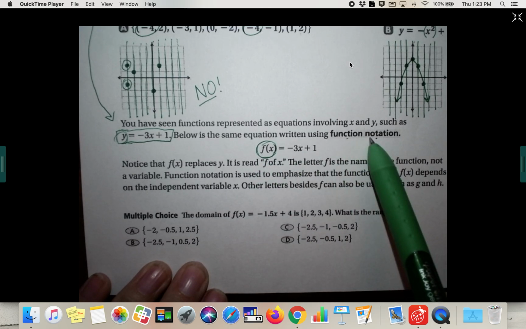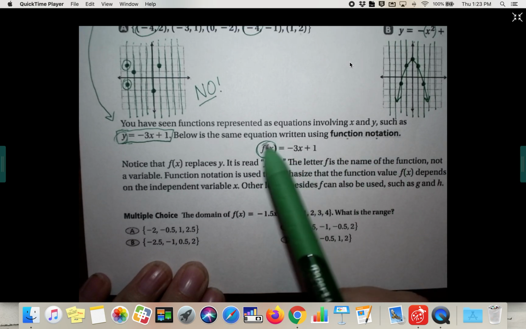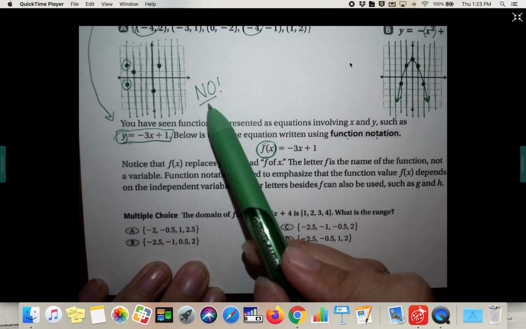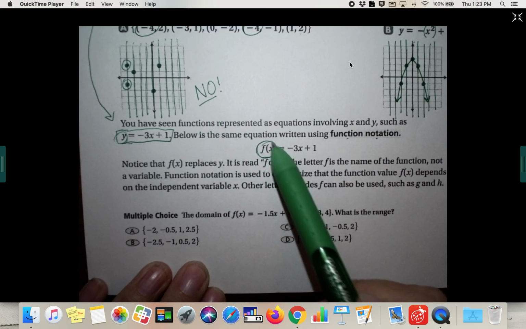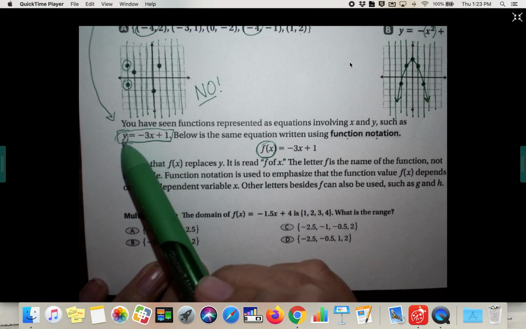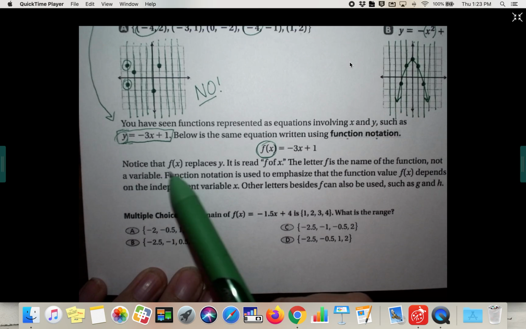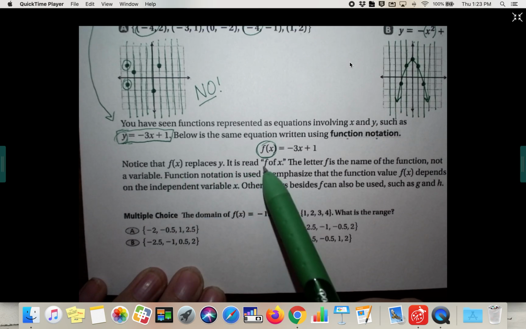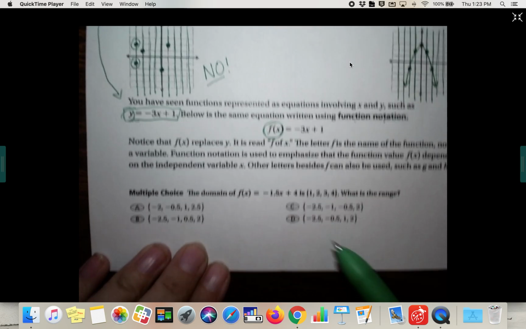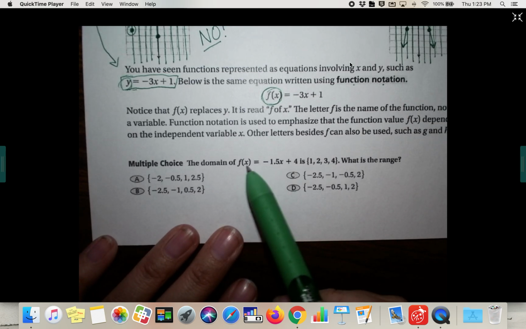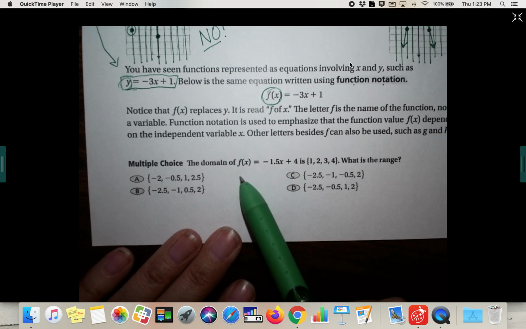So it's really kind of pointless to have function notation besides the fact that it tells you it's going to be a function. You won't have to guess if it's a function. It will be, because it's telling you it's a function, the function of x. So the f of x is the same thing as y. So down here they've got a function notation, but really that just means y equals.